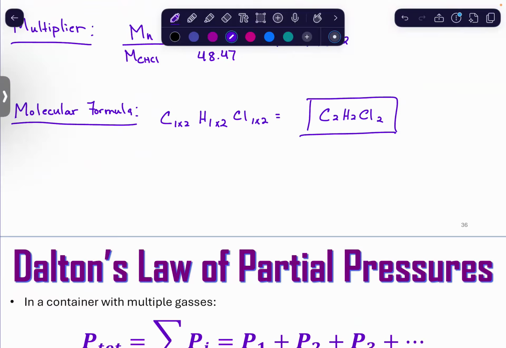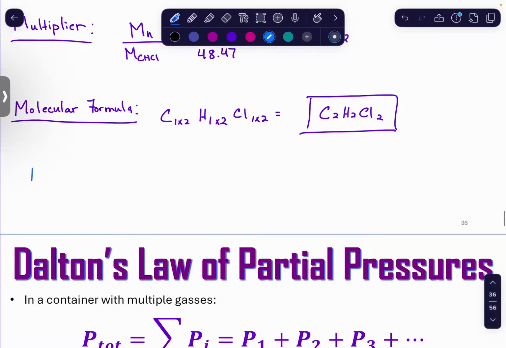Something you don't have to know. This will be more of like when you get to organic chemistry, but this is called dichloroethylene. Now, do it in a different color so you know it's not part of your solution.